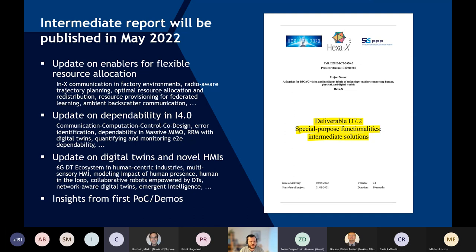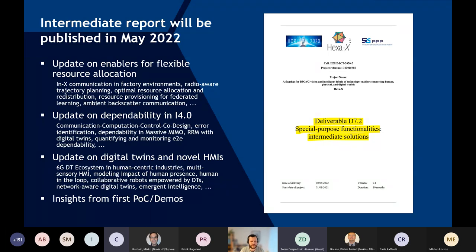On the dependability in Industry 4.0 side, I already mentioned this communication computation control co-design cross-layer approach. This is detailed in the deliverable with first results. We look into the error identification mechanisms and also into first results from the POC and demo cases for those use cases. We look into radio resource management and how that can be optimized if you utilize digital twins, so the link to this new or last task in Work Package 7. And as I said, we will also present our updates on the quantification and monitoring of end-to-end dependability and many more things. The last part will provide an update on digital twins.